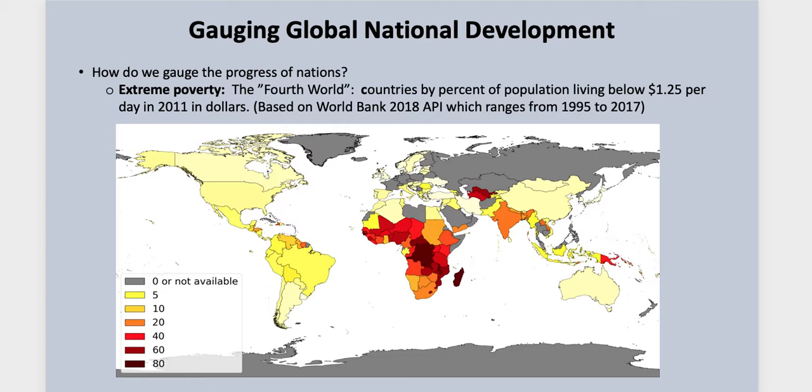And so this map shows percent of population living below $1.25 per day in 2011 in US dollars. So this is based on the World Bank 2018 API, which ranges from 1995 to 2017. So I gather again here that some of these figures may be old. One of the things that it does tell you, which is a little surprising to me, is that this map suggests that 5% of our nation lives in extreme poverty.